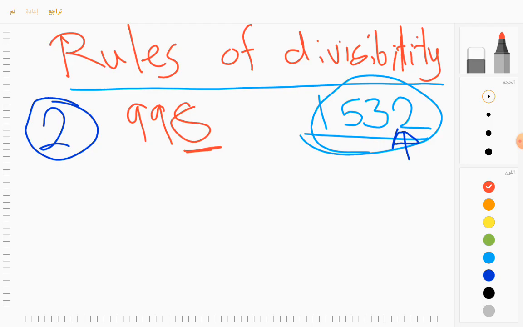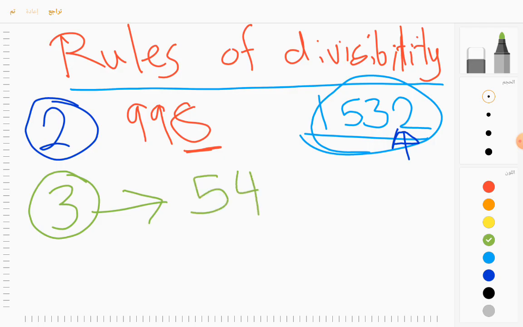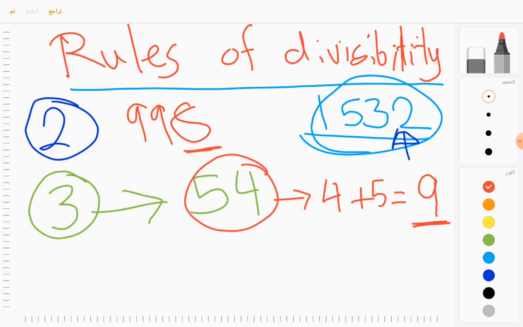Okay, let's talk about the divisibility by the number 3. How can I know that the number is divisible by 3? First of all, add all the digits. Let's take an example, 54. How can I know if 54 is divisible by 3 or not? Okay, add all the digits of 54. 54 consists of the digit 4 and digit 5. So 4 plus 5 equals 9. If the result is a number divisible by 3, then the original number is divisible by 3.